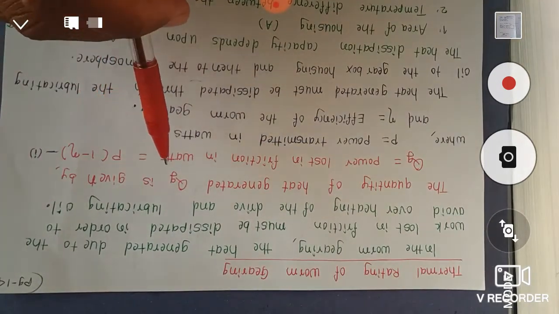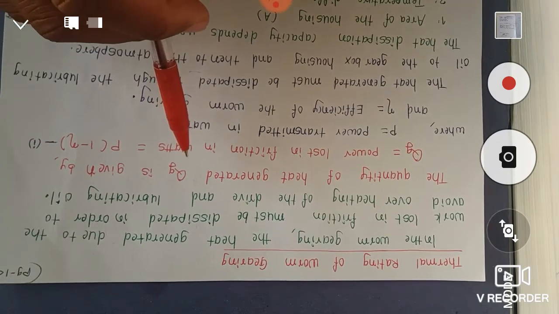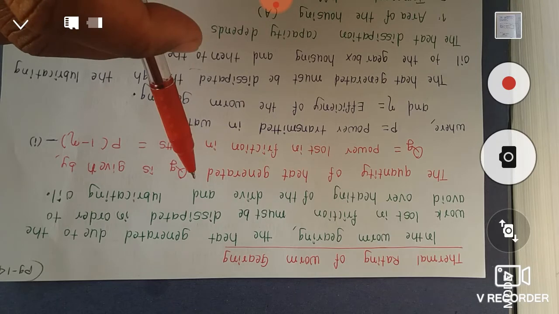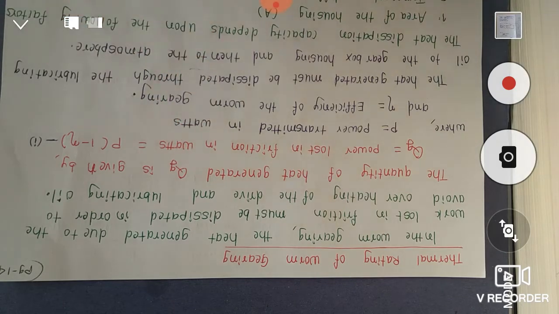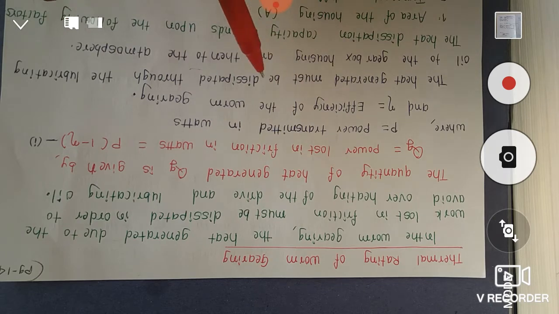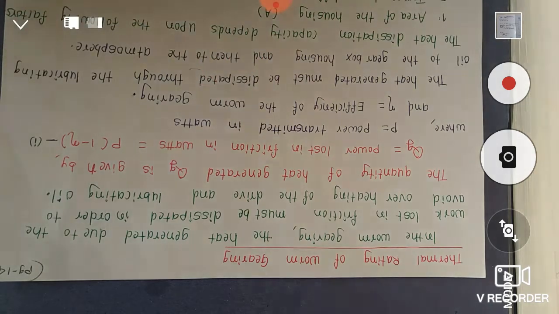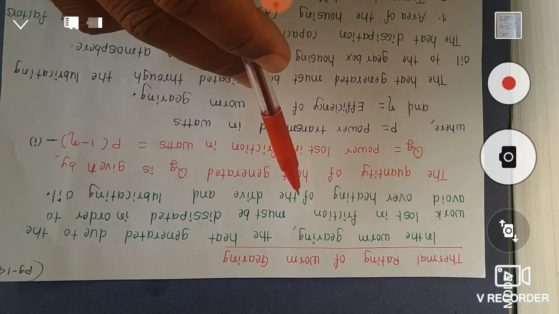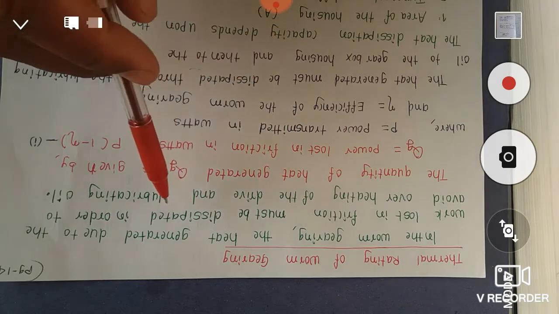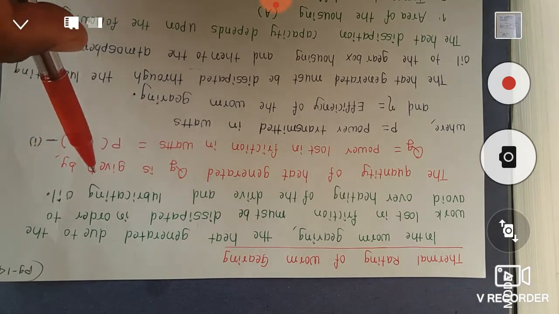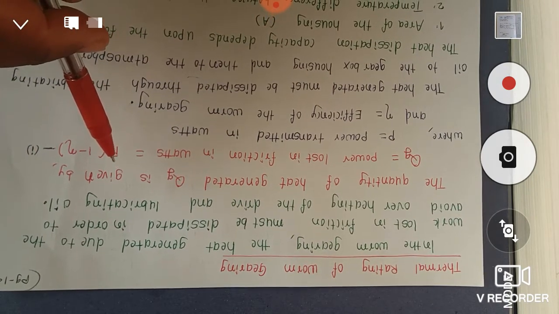In the case of worm and worm wheel, as the speed reduction ratio is very high, it creates a lot of heat. So it is very important to know what heat is generated and how that heat gets dissipated. In worm gearing, the heat generated due to the work lost in friction must be dissipated in order to avoid overheating of the drive and lubricating oil.